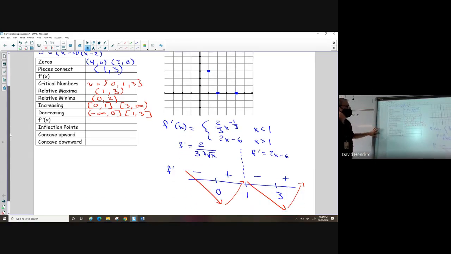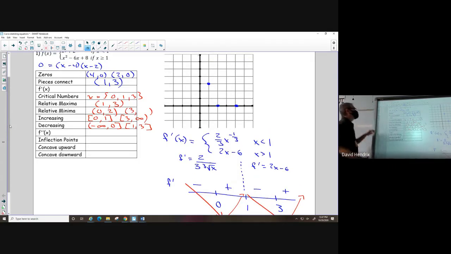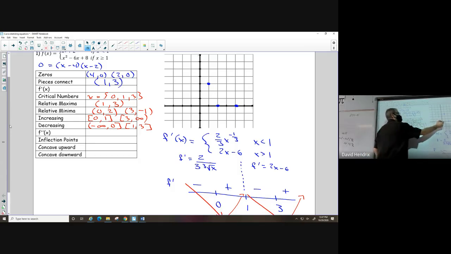And then if we plug in 3, that is also going to be a minimum. And so we plug that back into the original, and that's going to be 9 minus 18, which would be negative 9, plus 8 would be negative 1. And so we can put those points on the graph. So we already have 1, 3, 0, 2 goes right there, and 3, negative 1.